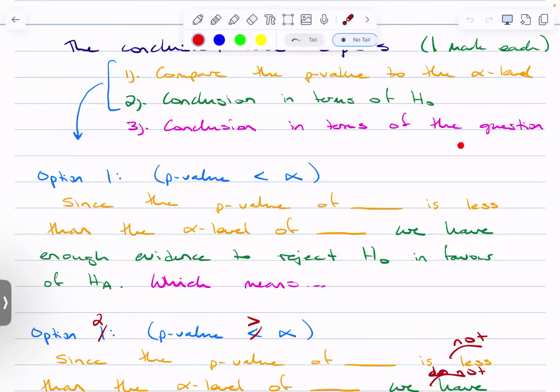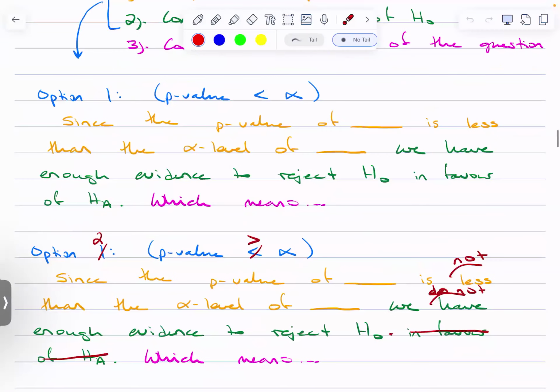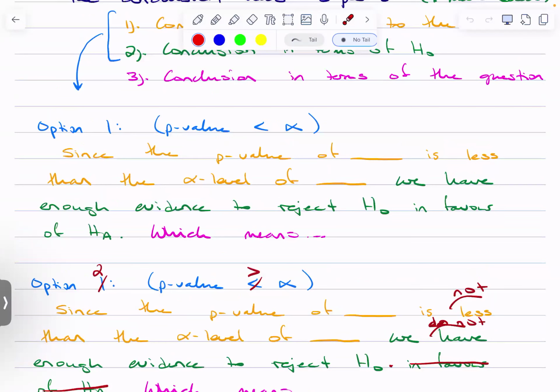So finally, which means blah, blah, blah, blah, blah. Everyone always forgets the conclusion in terms of the question. Arguably, the most important part of the conclusion is answering the question. But at this point, you've done a ton of work, right? You're tired. You're sick and tired. You don't want to do it anymore.